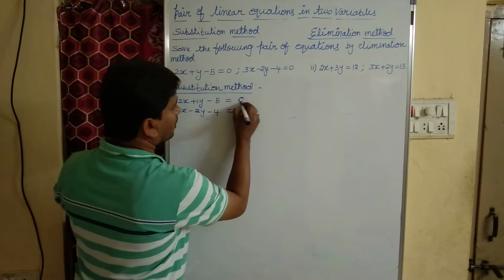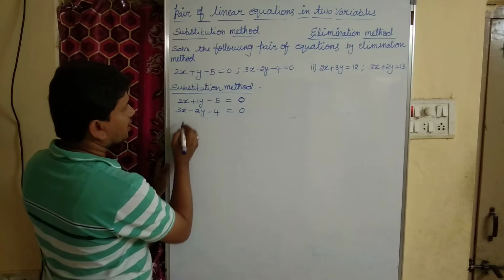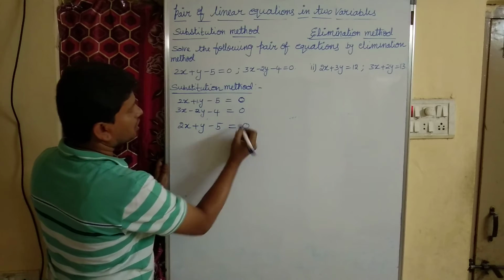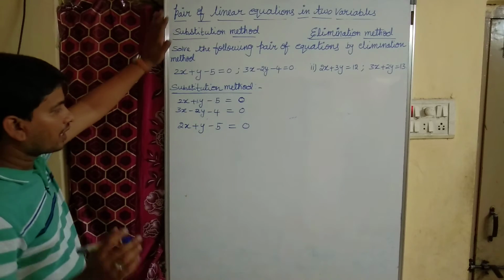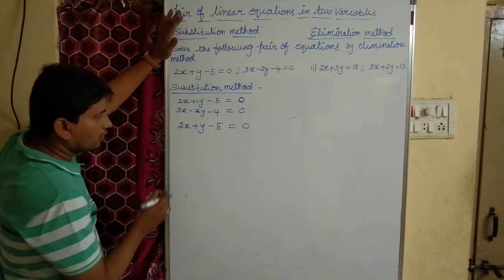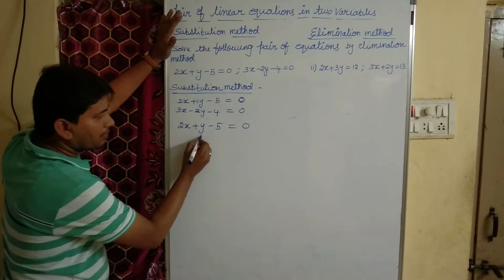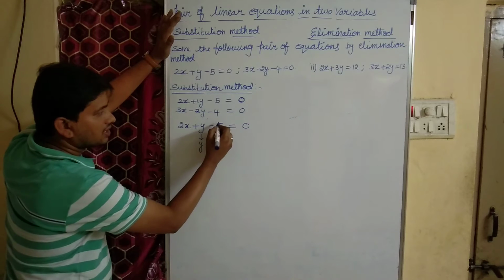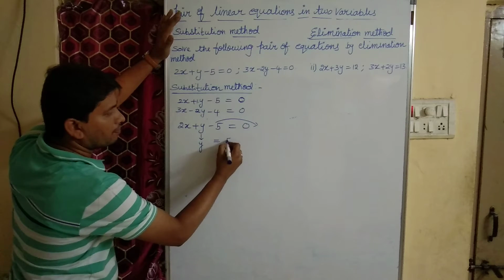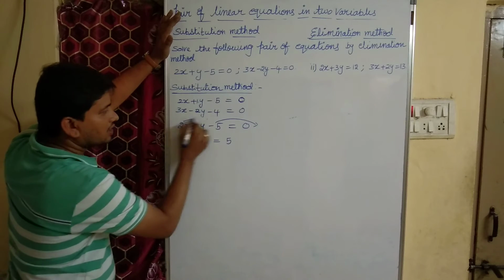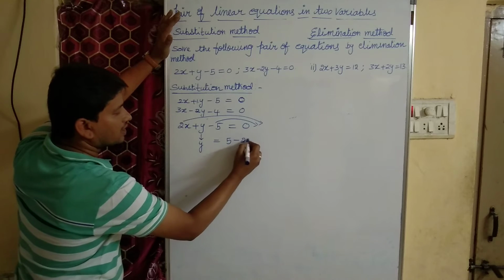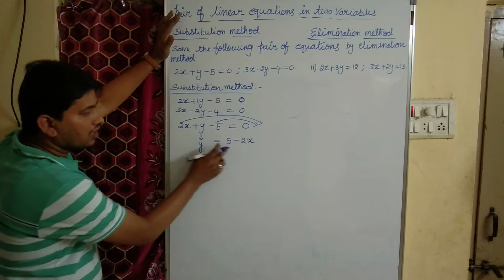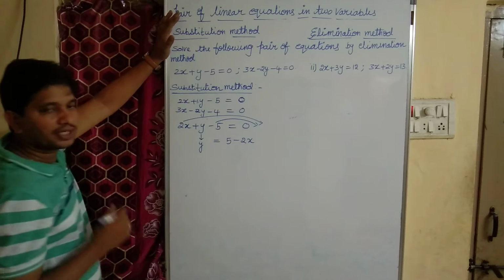So this is our equation number 1. Our equation number 1 is 2x + y - 5 = 0, right? So what I want to do, if you observe here carefully, let me keep y as it is. This -5 if you transpose, it will become +5. And this +2x you transpose towards the right-hand side, it will become -2x. So what is the value of y now? y = 5 - 2x.